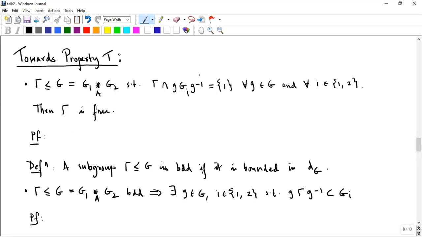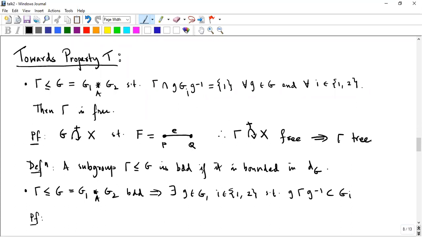Since gamma does not intersect any of these conjugates, G acts on this tree, right? We have discussed this before. G equal to G1 star G2 along A implies that G acts on a tree without inversions, such that the fundamental domain is an edge. And this action restricts to gamma. So gamma also acts without inversions on this tree. And since gamma intersects every conjugate of G1 and G2 trivially, that means that it has no vertex stabilizers, and no vertex stabilizers also means no edge stabilizers, because edge stabilizers are just intersections of the vertex stabilizers. So this action is free. That means gamma is free. We have proved that last lecture.